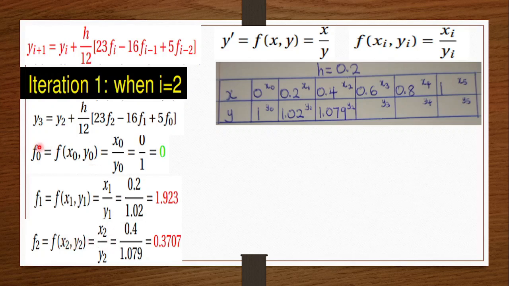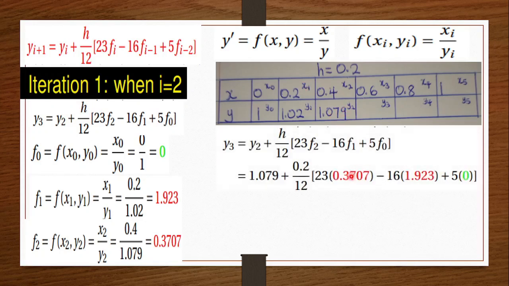Okay, so now that we have for f0, f1, and then f2, we can put the values inside this equation over here. We know the value for h and we know the value for y2 from the table to be 1.079, right? So when you put it inside, we can finally compute for this one on our calculator, and we find the value for y3 to be 1.99. We can put the 1.99 where the y3 is. We have found the value for y3. Now we can move on to find the value for y4.